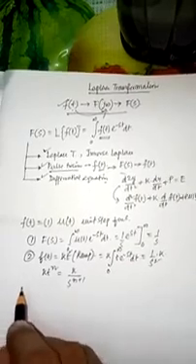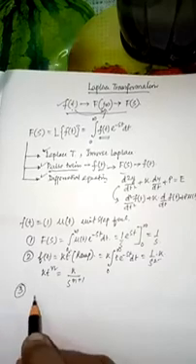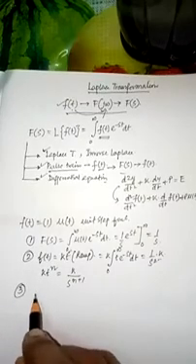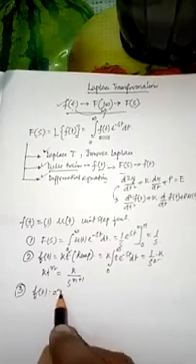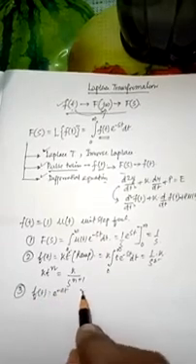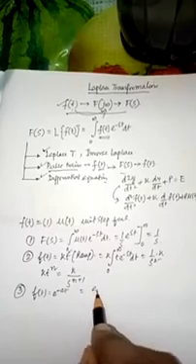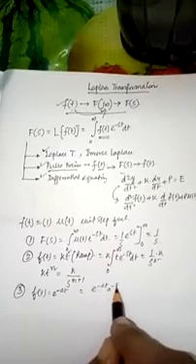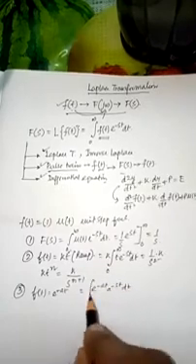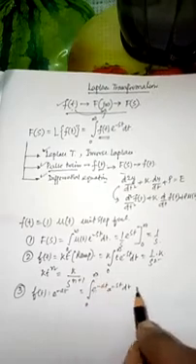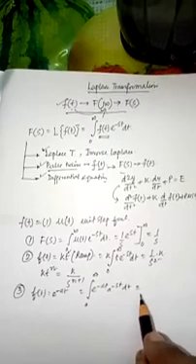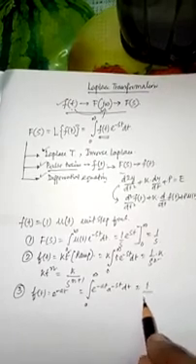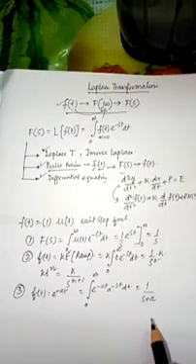Okay, now number 3, if it is some sort of exponential function, so f(t) equals e to the power minus at, suppose. So what is the output? e to the power minus at times e to the power minus st dt, integration from 0 to infinity. So it should be 1 by s plus a.